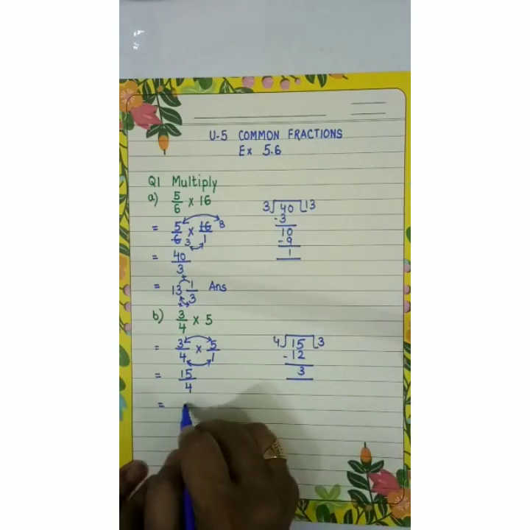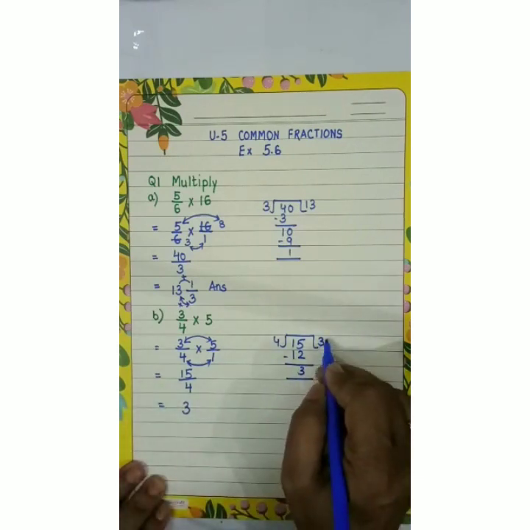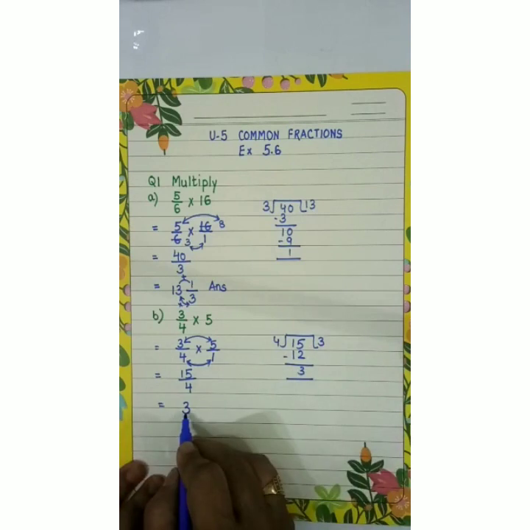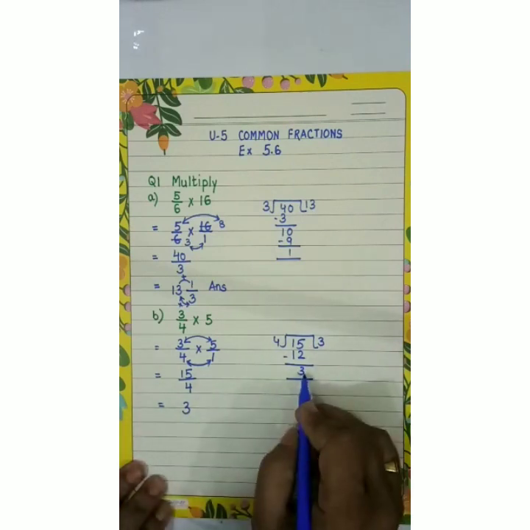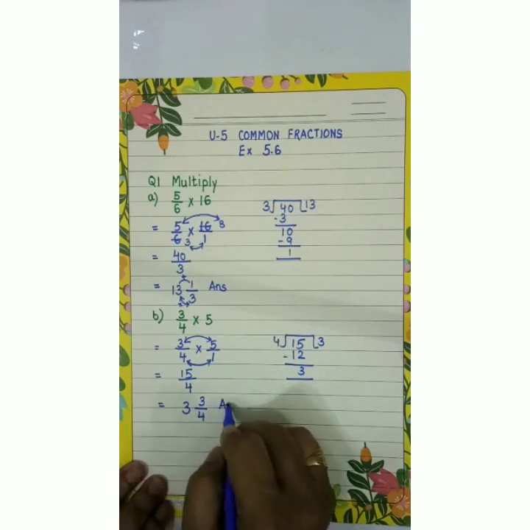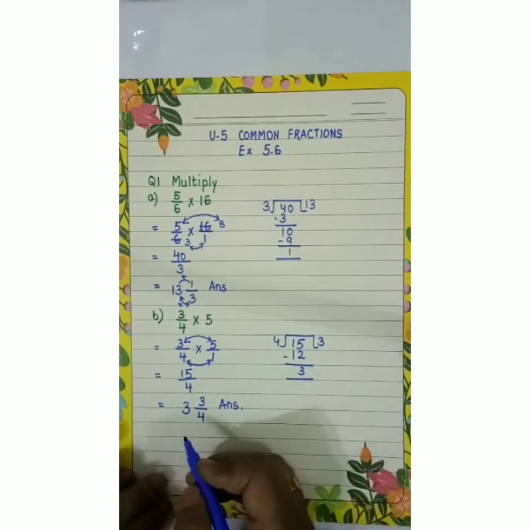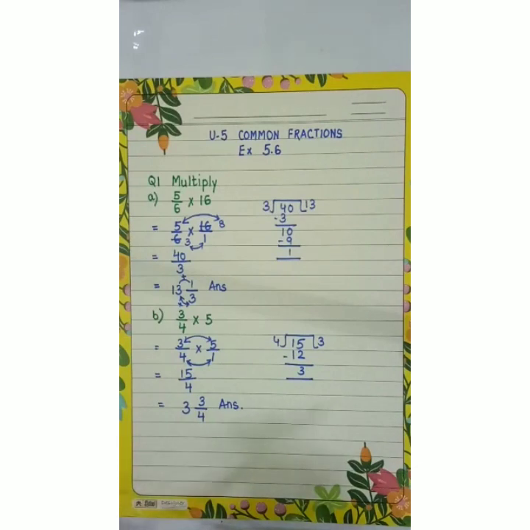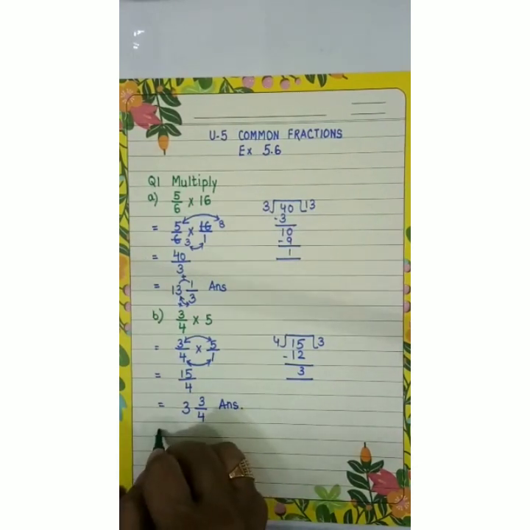The pattern remains the same. The quotient that you have got is to be written here, the remainder here and the divisor here. So this is the answer and you can cross check your answer as I have told you.